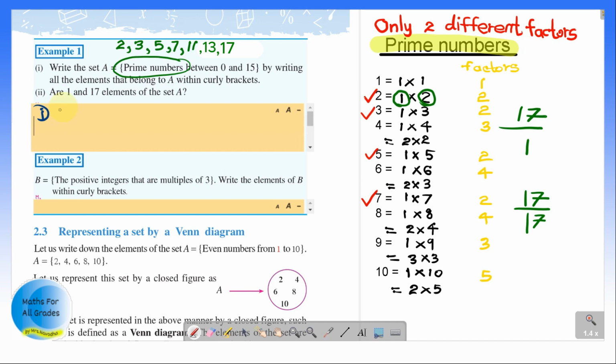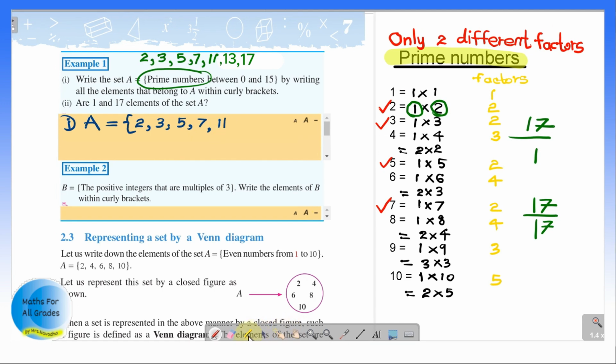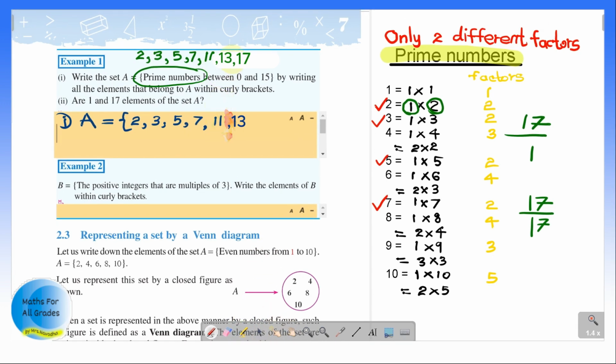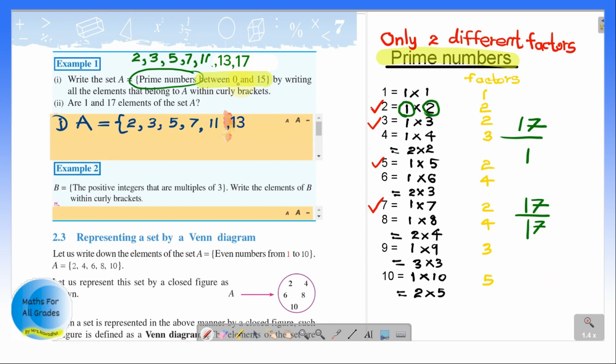So what are the prime numbers? A equals, open a curly bracket. Prime numbers are 2, 3, 5, 7, 11, 13. Are we going to write down 17? No, because they ask to write prime numbers between 0 and 15. So 0 and 15 are not included.